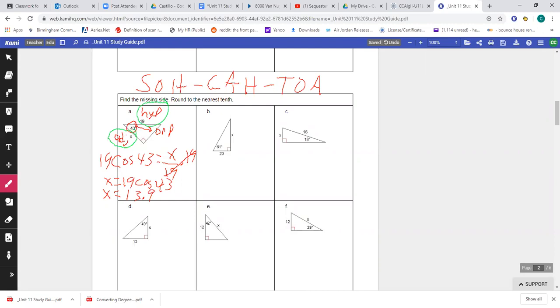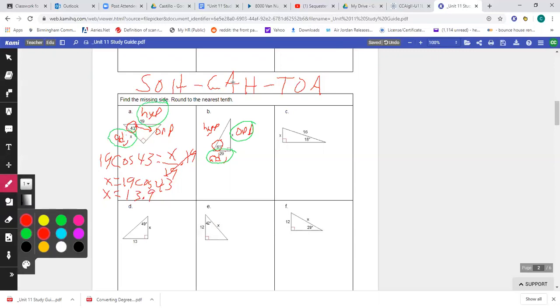So now let's look at letter B. Once again, our angle of focus is 61. Let's label this triangle. This is the hypotenuse. Across from the 61 is my opposite. And next to it is my adjacent. So once again, you check: what did they give you? They give you the adjacent. And what are they looking for? They are looking for the opposite.